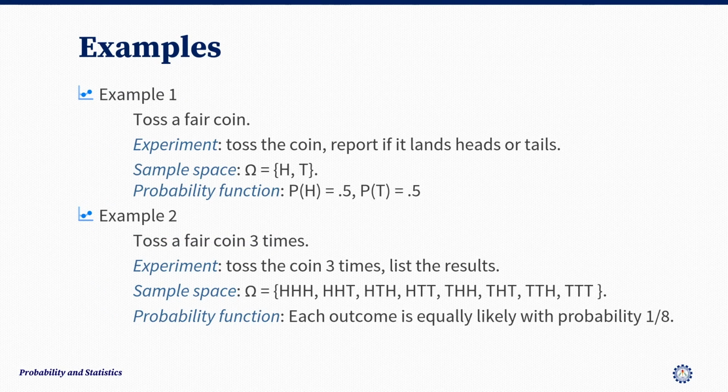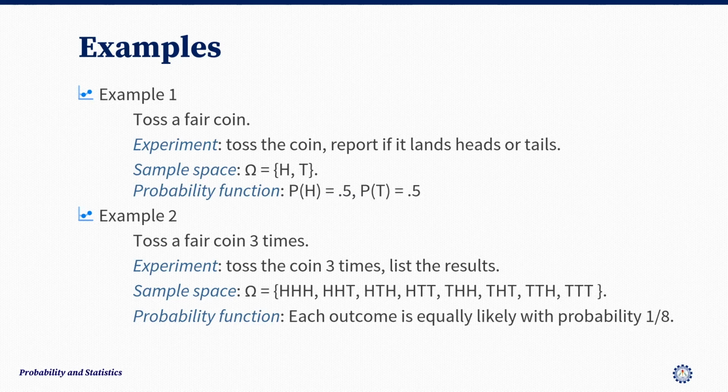So let's say, for instance, we will toss a fair coin. So our experiment here will be toss the coin and report if it lands heads or tails. For our sample space, we have the big omega, which will be equal to heads and tails, or we will denote heads as H and tails as T. For the probability function, since we will report if it lands heads or tails, the probability of heads, P of H, is equal to 0.5, and P of T is equal to 0.5. So that's an example of experiment, sample space, and probability function.